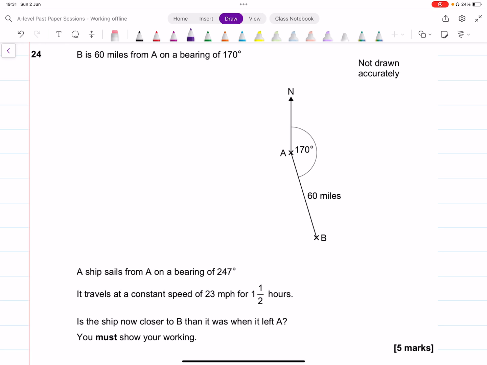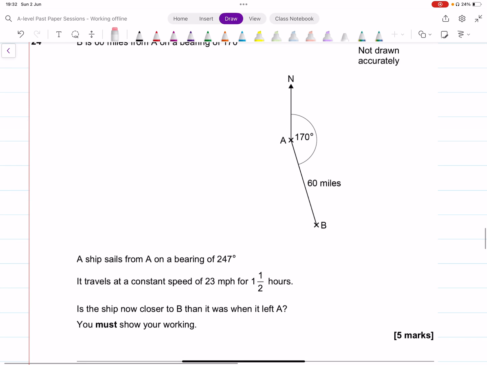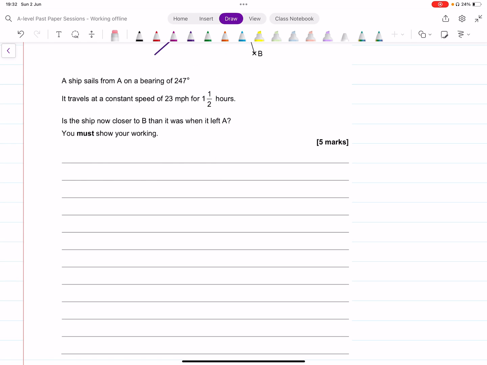Okay, so you can see this on the diagram. This distance from A to B is 60 miles. This angle is 170 degrees. Now the ship sails from A on a bearing of 247 degrees. From A, it goes at a bearing of 247. Now this is 180. So 247 is going to be somewhere here. So just sketch it like this. The ship is going somewhere here.